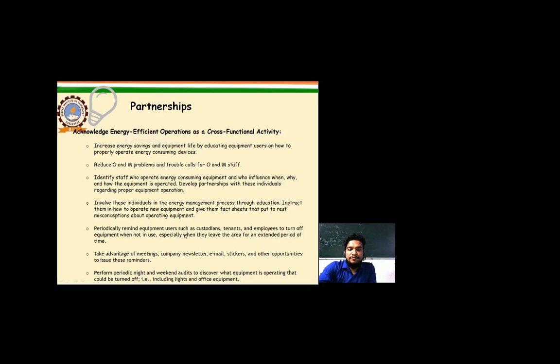Periodically remind equipment users such as custodians, tenants, and employees to turn off equipment. Take advantage of meetings, company newsletters and news centers, etc. Also perform periodic nights and weekend audits to discover equipment that is operating and could be turned off, including lights and office equipment.